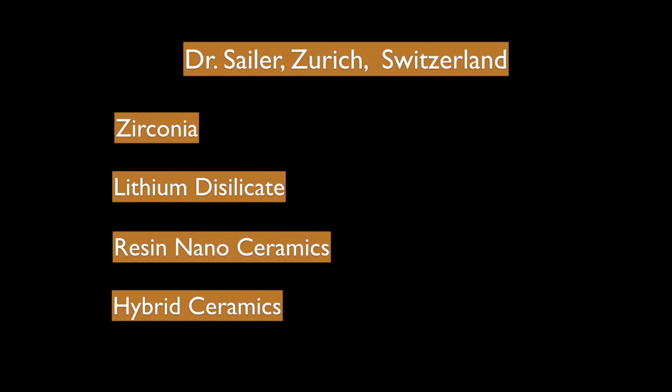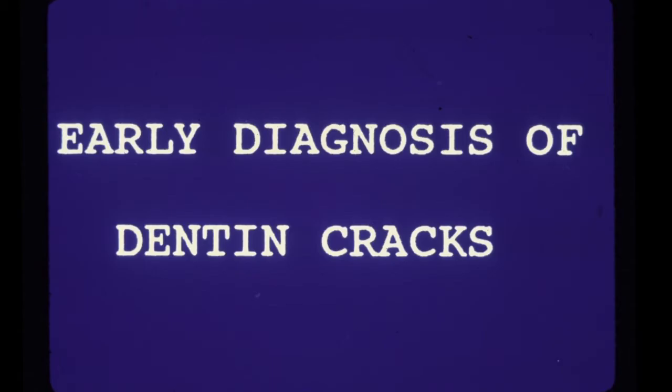There was a lecture recently concerning the effort to achieve 5 and 10-year survival rates from zirconia, lithium disilicate, resin nanoceramics, and hybrid ceramics. We already know how to do 5 times better than that. This doesn't make any sense to me. Is white that important? The early diagnosis of dentin cracks is the key to the whole thing, and that requires magnification and transillumination and semi-annual exam emphasis.